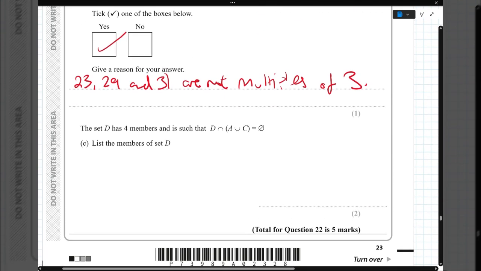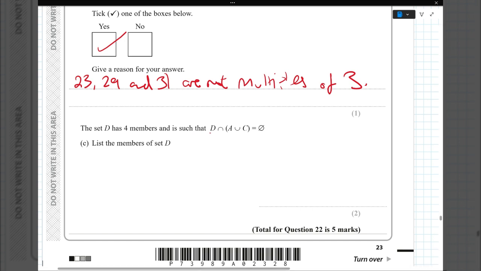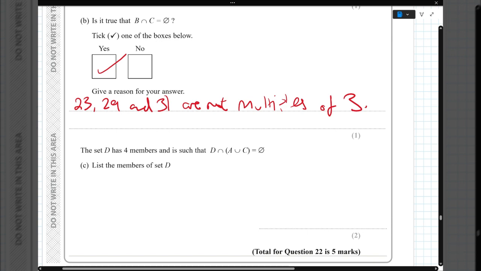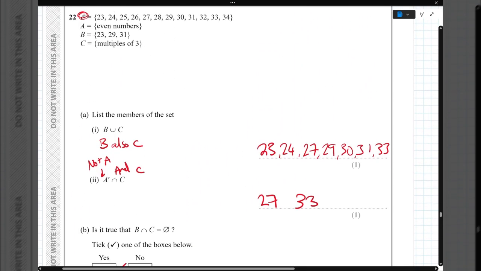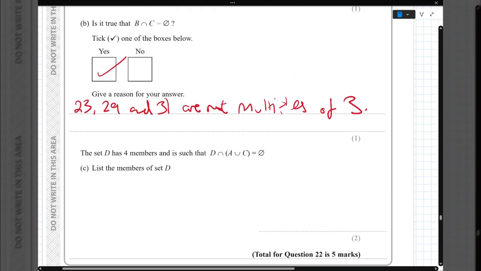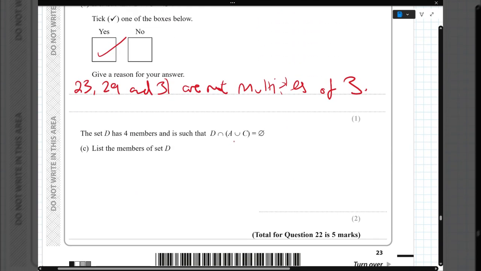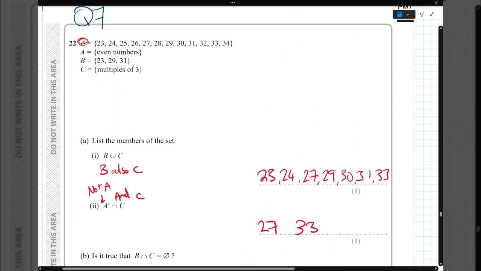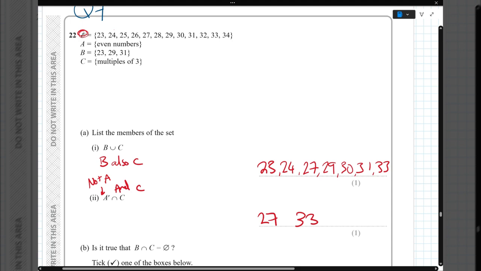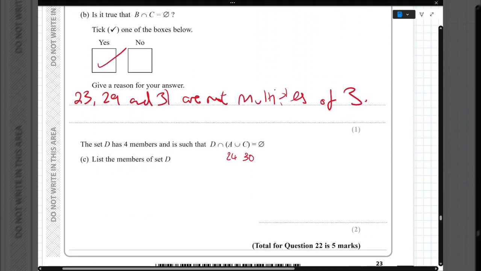Right. The set D has 4 members and is such that D intersection A union C is equal to 0. List the members of D. So A union C, even numbers and multiples of 3. So A union C, 24, 30. There isn't a 36, is there? 24, 30, and we're good. Oh, such an idiot.